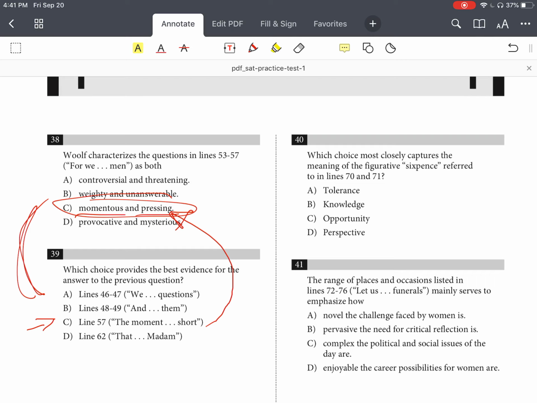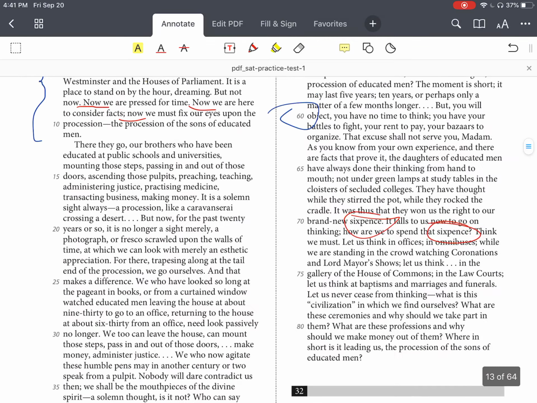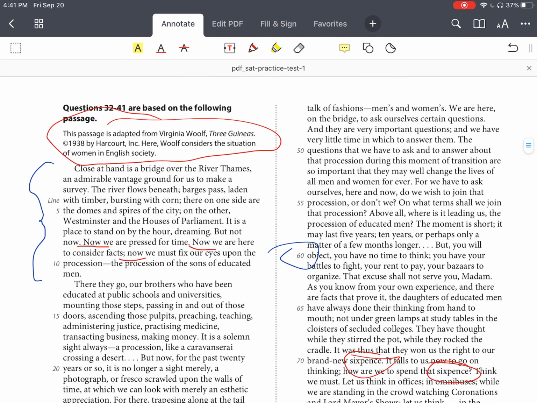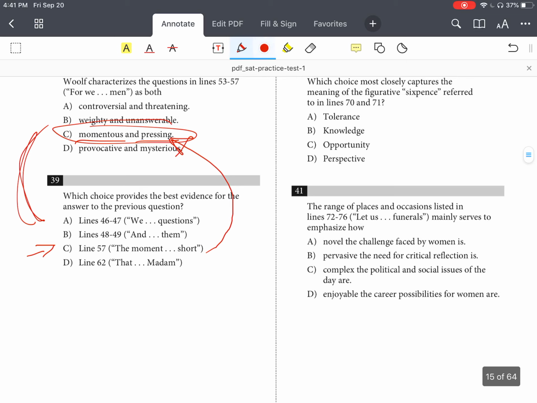The answer that supports both momentous and pressing is, I think, line 48 to 49. Let's check. Line 48: "and they are very important questions." That covers momentous. "And we have very little time in which to answer them." That covers pressing. So the answer to 39 would seem to be C, but C is actually a distractor. The answer for 39 is B.